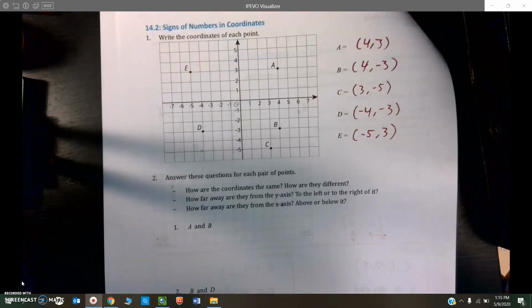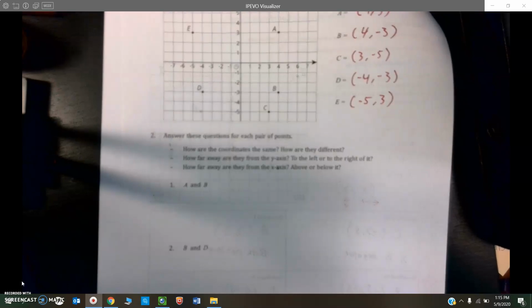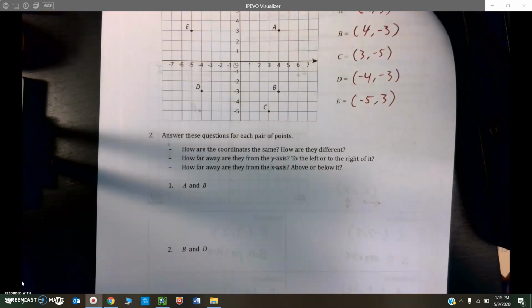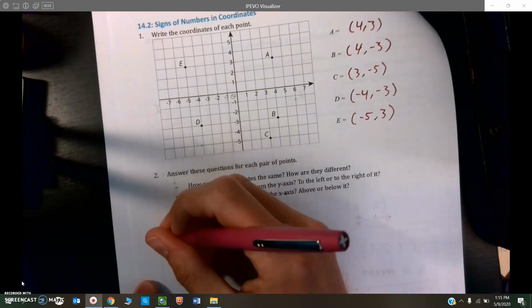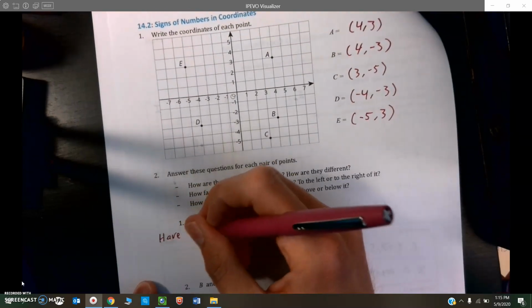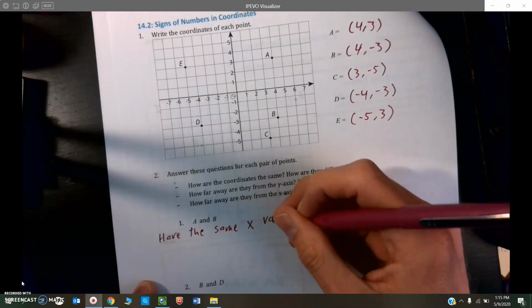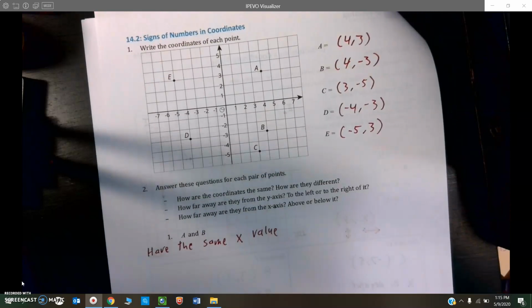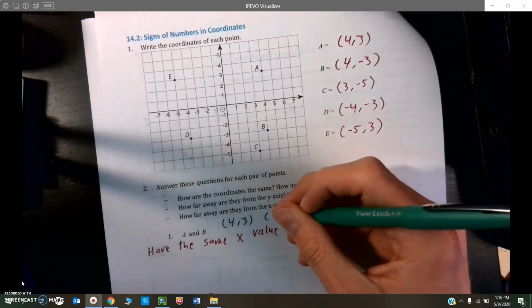These are your coordinates. Now we need to answer the following questions for each pair of points. How are they the same, and how are they different? How far away are they from the y-axis, which means to the left or right of it? And then how far away are they from the x-axis, above and below it? So A and B have the same x value, which is 4. I'll rewrite these: 4, 3, and 4, -3.